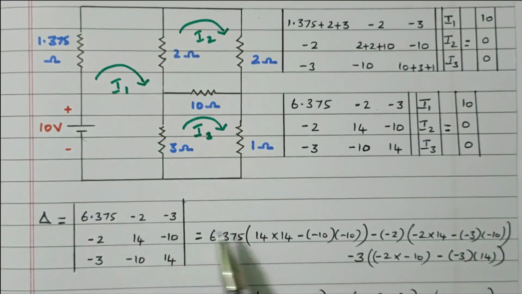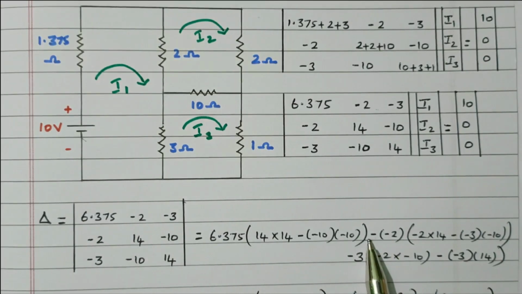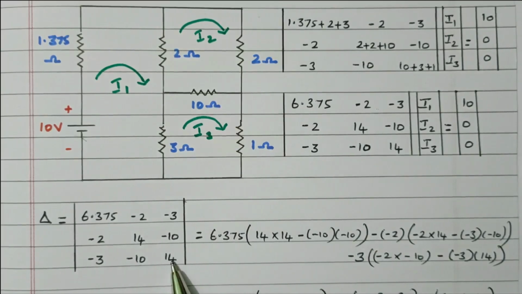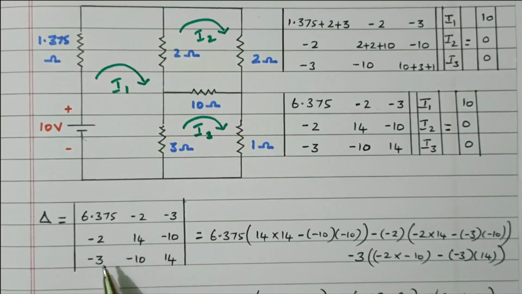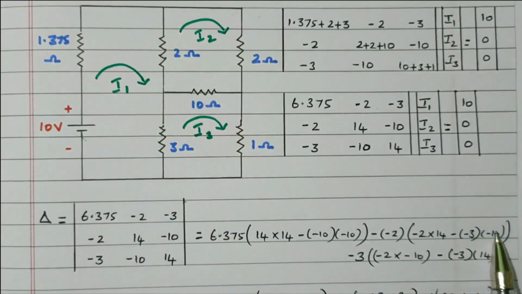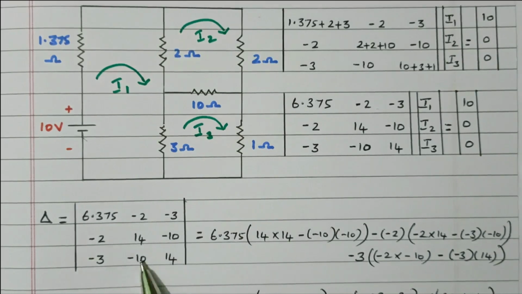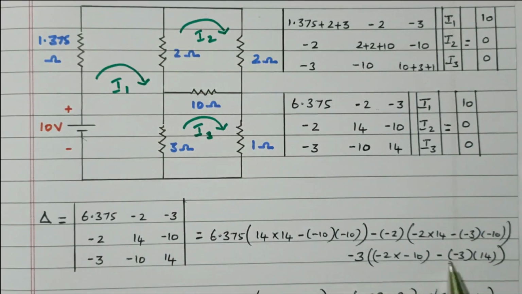Then minus 2, minus of minus 2. For the second case we are taking minus of minus 2. Then minus 2 into 14 minus 10 into minus 3. That is available here. Then minus 3. If we take minus 3, you have to multiply these two elements: minus 2 into minus 10, minus of 14 into minus 3. Right? All values are multiplied.